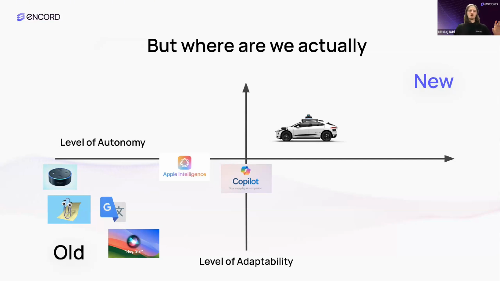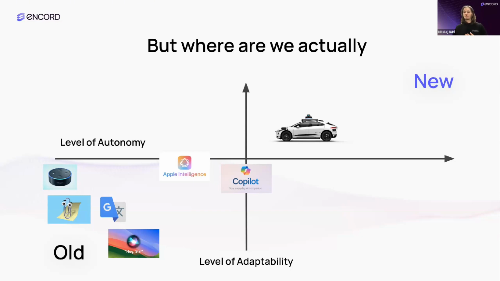So let's try and plot some products on it. We can see here we had our old world down to the bottom left and our new world top right. Of course, Clippy, Siri, Google Translate, Alexa, and so on, they're definitely in this old world. They're not very adaptable and they're not very autonomous. You could say that a tool like Alexa is in some way autonomous, because I could ask my Alexa to add certain things to my shopping list and execute the order. So it can act autonomously, but in terms of adaptability, it has a predefined set of rules that it follows.